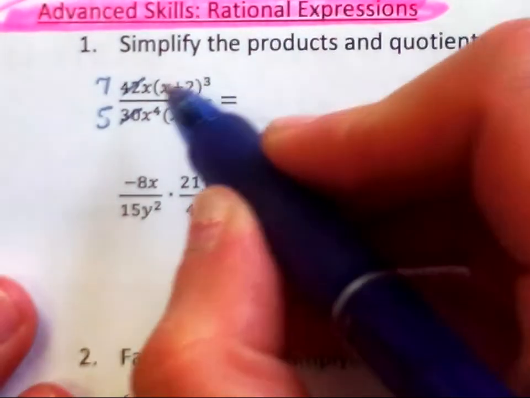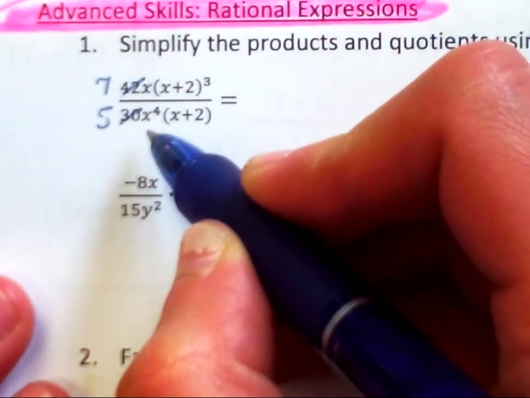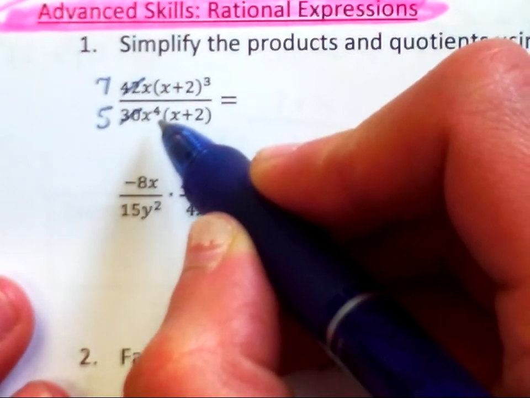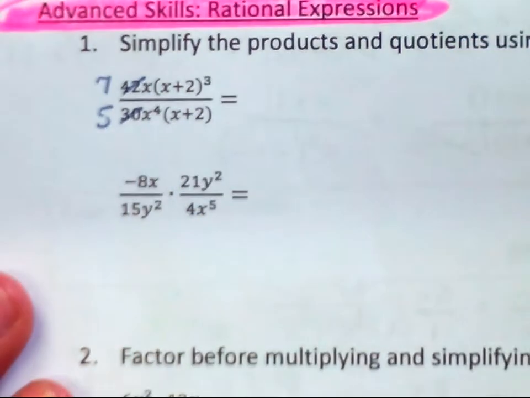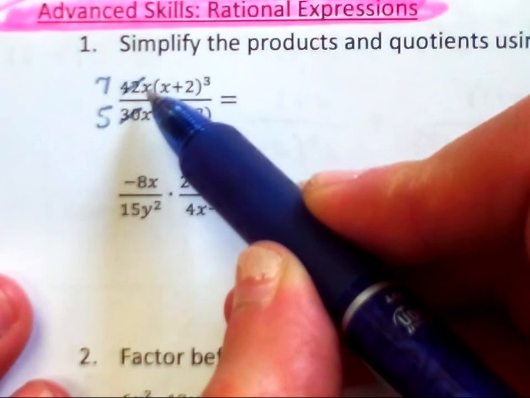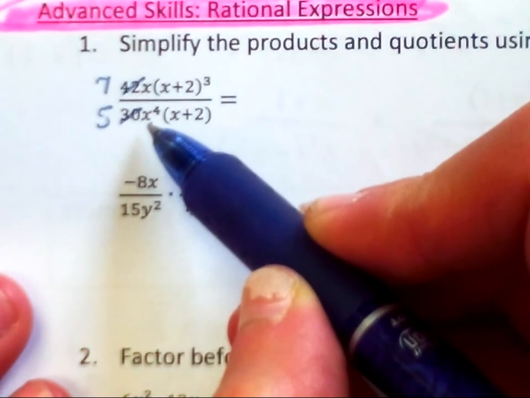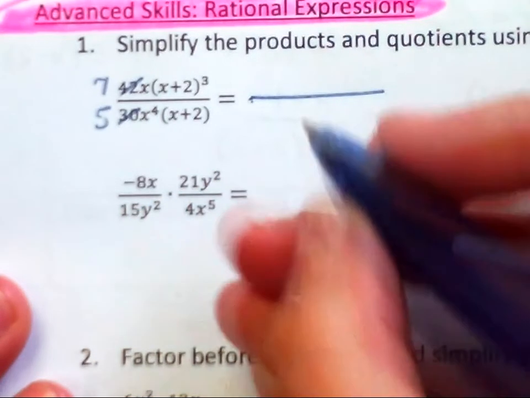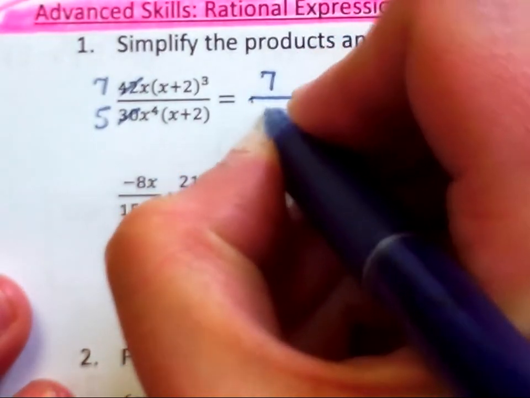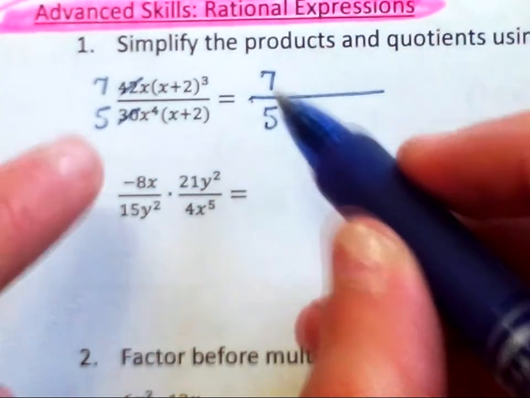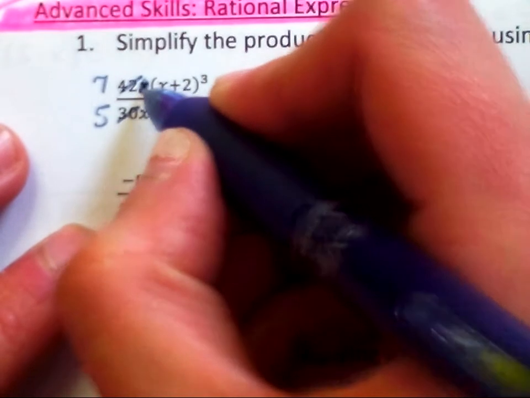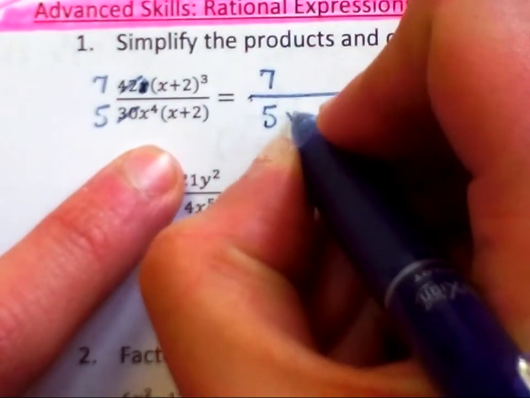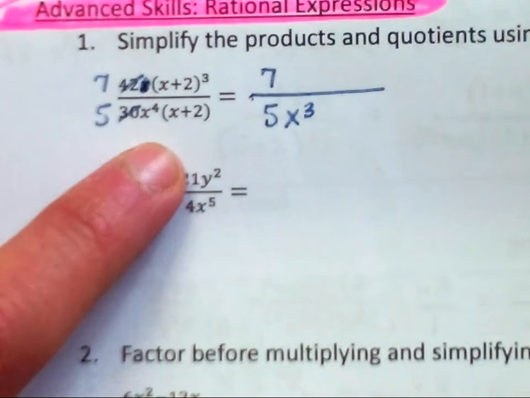Then we have a factor of x and 4 factors of x in the bottom. So writing it out long would mean one of these would cancel with 1 from the bottom. So I have 7 over a 5, and then this factor of x cancels out, which leaves me with just 3 factors of x in the denominator.